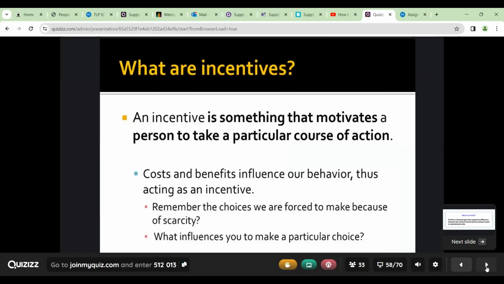So that's a good question. What influences you to make a particular choice? What motivates all of you? If the price goes down, yes, that's good. There's an incentive there for a cheaper option. Yeah, that's great.